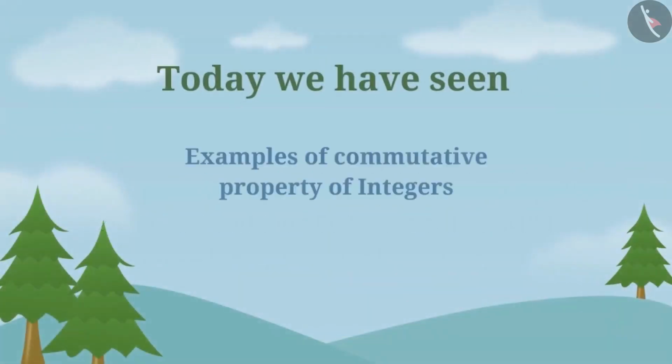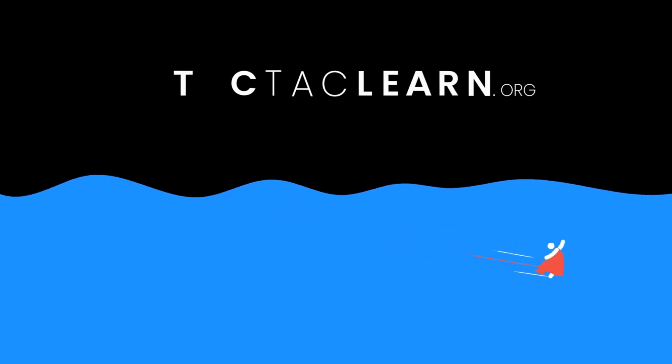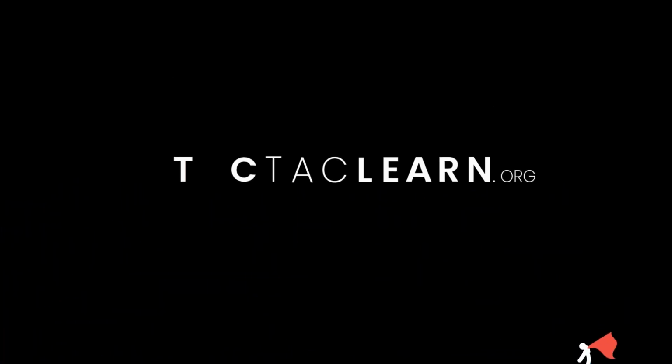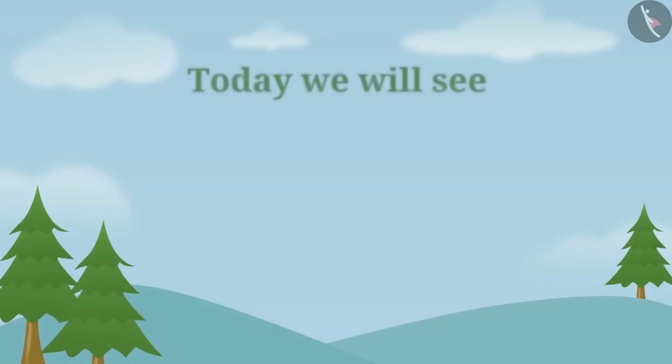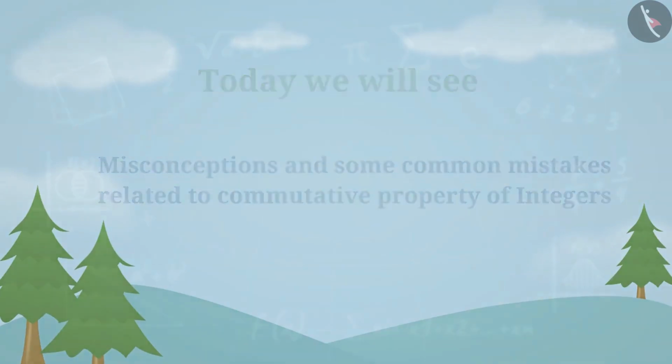Thus, today we have seen examples related to the commutative property of integers. In the next video, we will understand certain misconceptions related to them. Today we will see misconceptions and common mistakes related to the commutative property of integers.